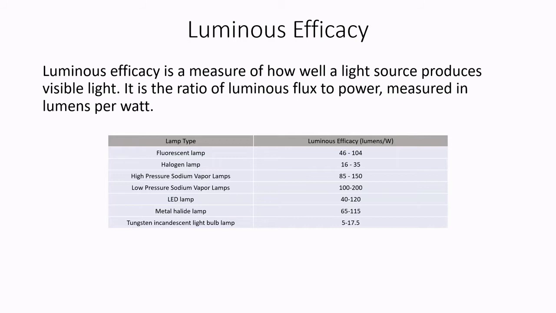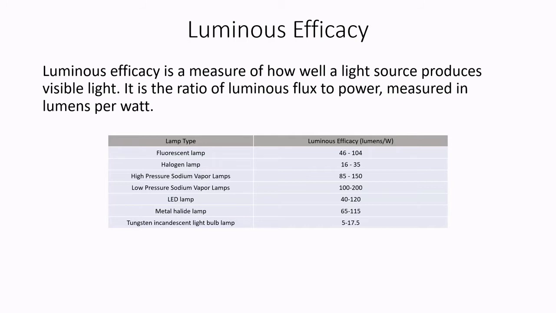Now we come to the luminous efficacy. Luminous efficacy is a measure that we take to evaluate how well a lamp performs. This is the ratio of luminous flux to the power, so it is measured in lumens per watt. I have given some lamp types and their luminous efficacies. You can see the fluorescent lamps can go up to around 104 lumens per watt, halogen lamps 35 lumens per watt, high pressure sodium 115 lumens per watt, and you all know LED lamps 120.